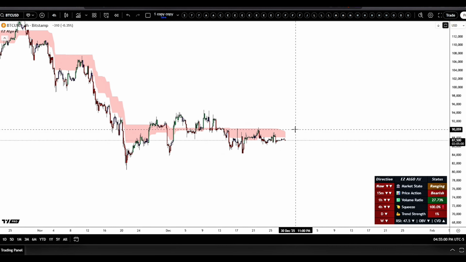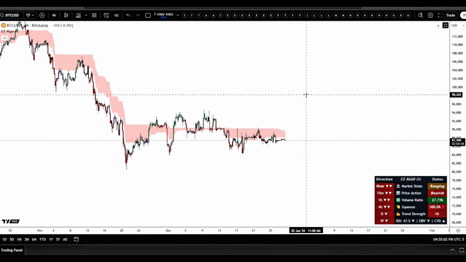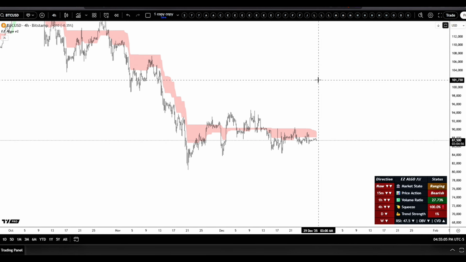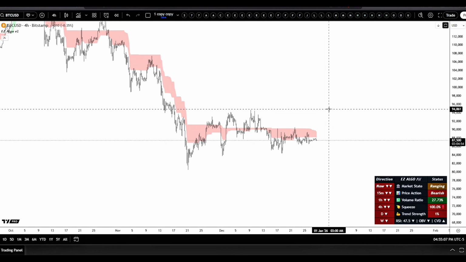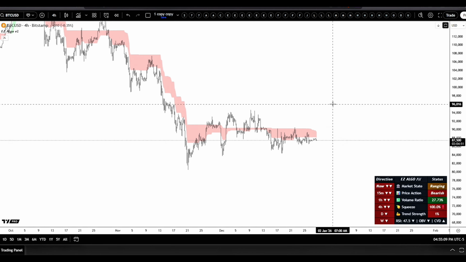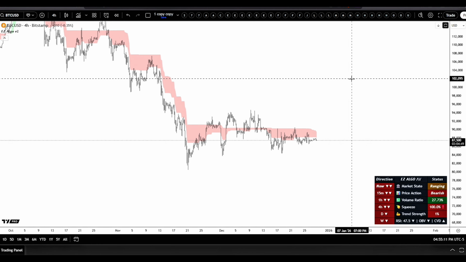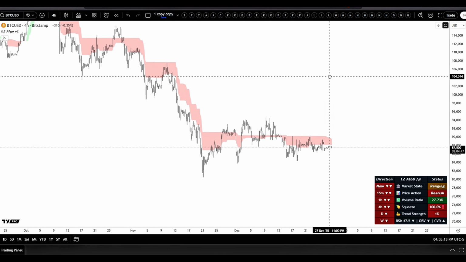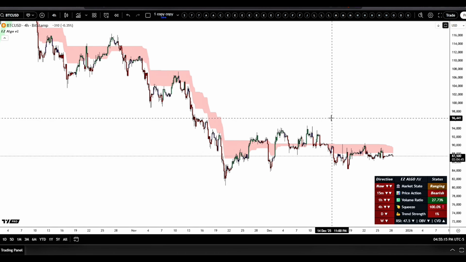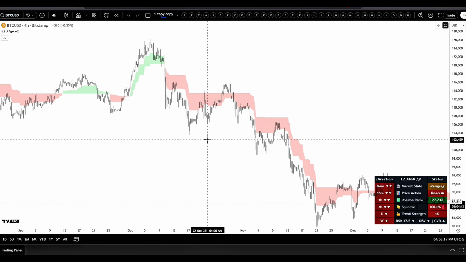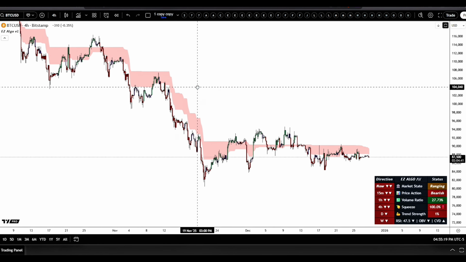Once this turns green, then there's a higher probability that we're probably going to be testing these upper levels, whether that is up here, trying to get back up to the 95K range, or if we're going to go up here and test 100K or above. But until then, the trend right here is still down, and we're going to respect the trend.